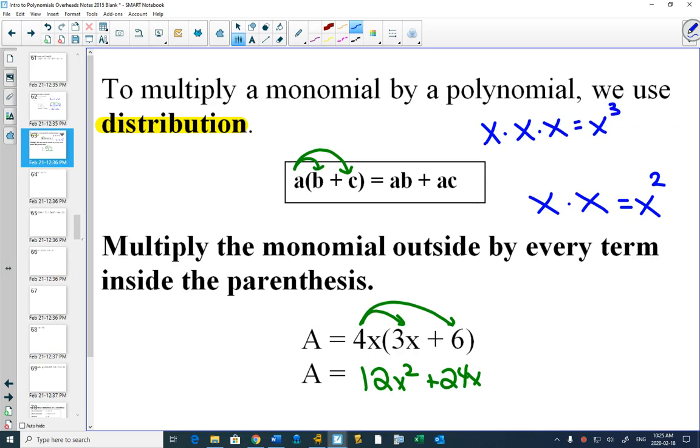If the letters or the variables are different, so if I have this, I have x's twice, but just one y. So if there's 4 x's, it's x to the fourth. That's right.